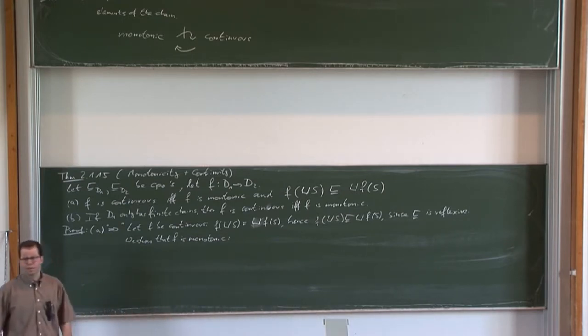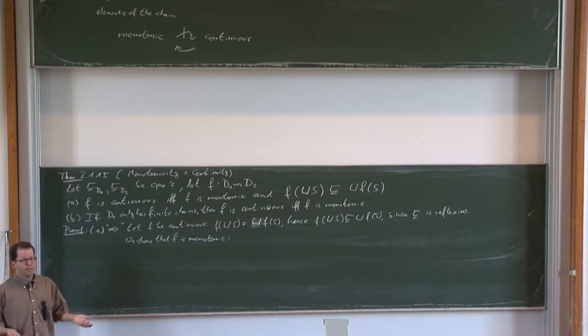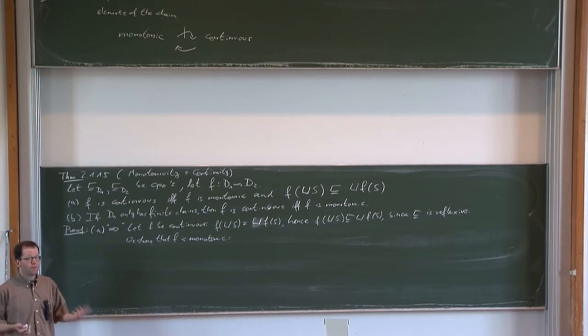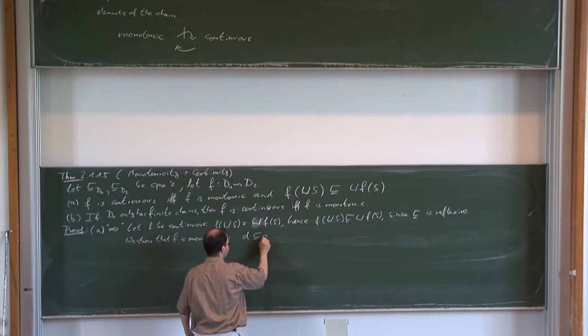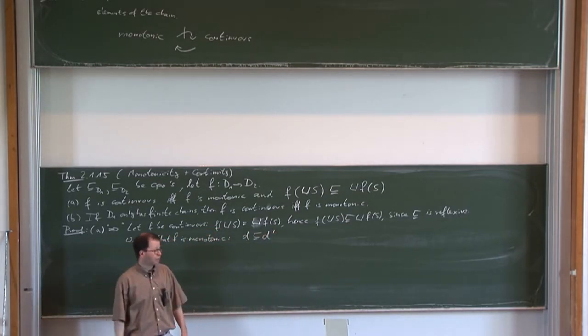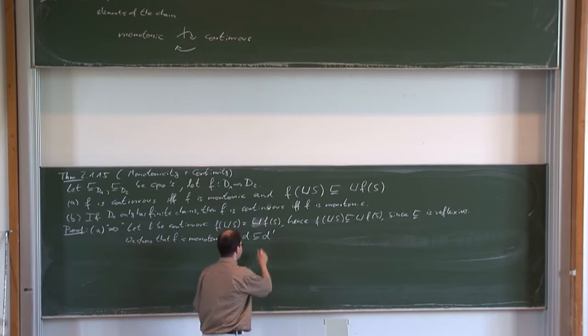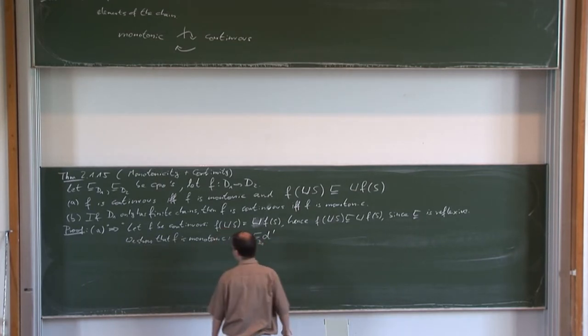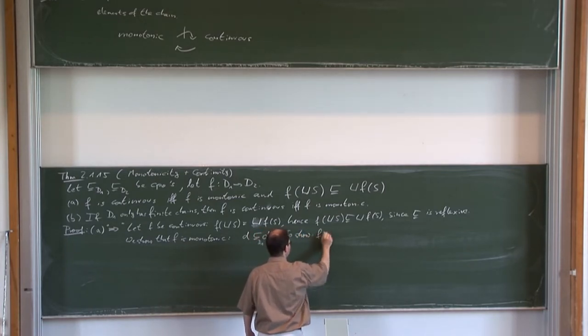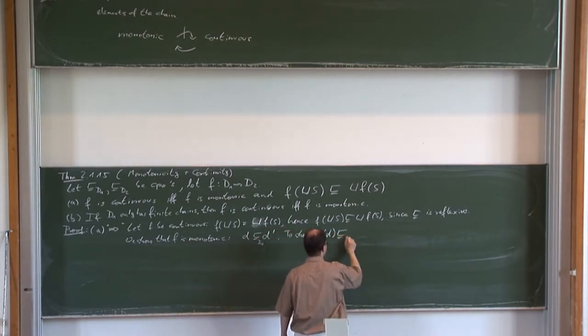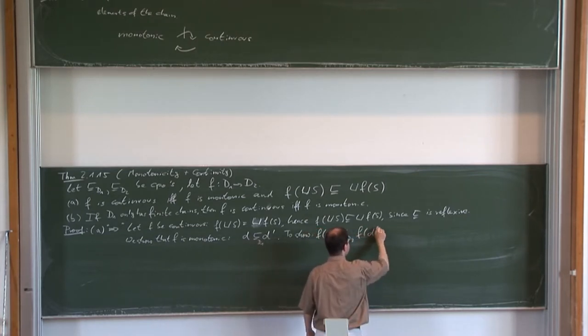So what does monotonic mean? Monotonic means if I take two elements, d and d prime, and d is less defined or equal than d prime, then also f of d must be less defined or equal than f of d prime. So let's take d and d prime, and let's say d is less defined or equal than d prime in D1. And what we have to show is that then f of d is less defined or equal than f of d prime.